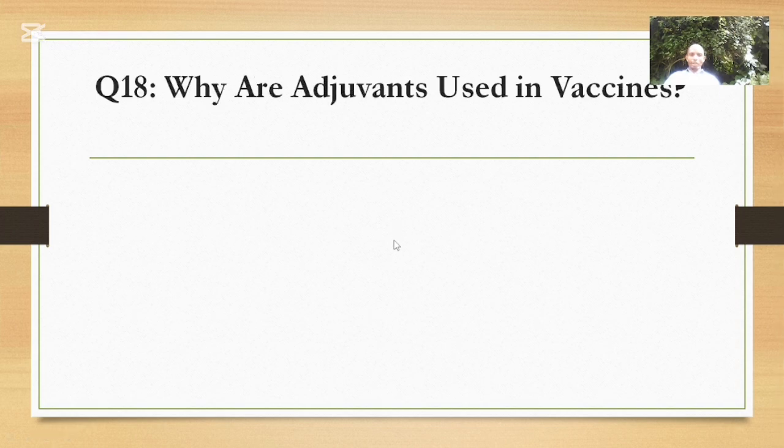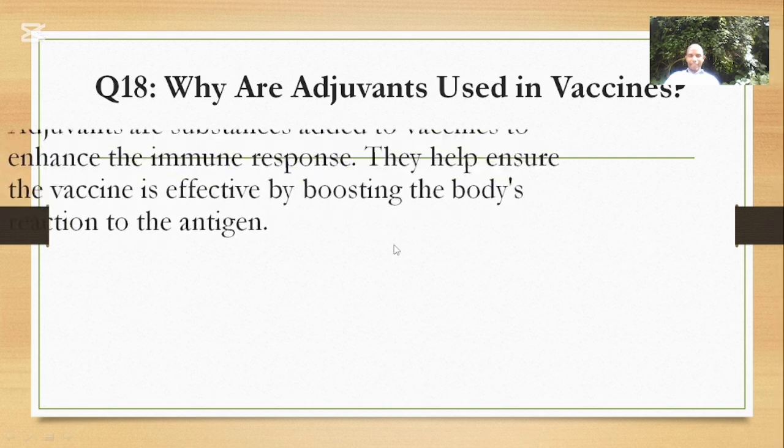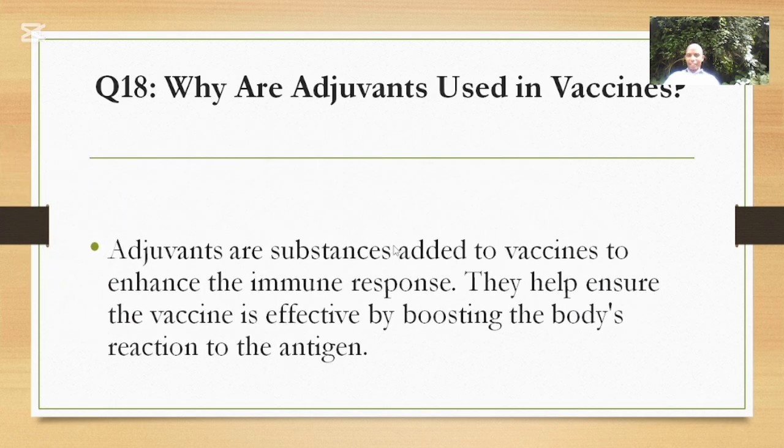Now, let's go to the last question, which says, why are adjuvants used in vaccination or in vaccines? Actually, adjuvants are substances which are added in the vaccine preparation so that they can induce or accelerate the ability of the vaccine to induce the immune response.